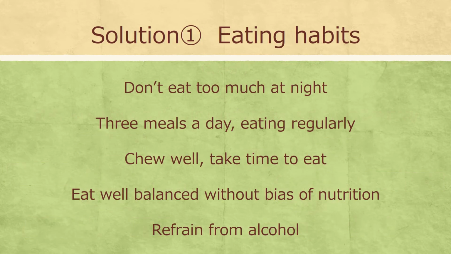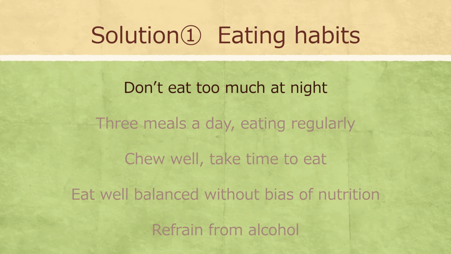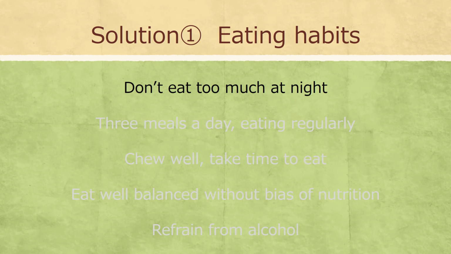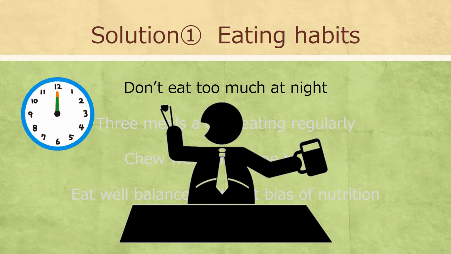Next, I will introduce 5 points to prevent or solve obesity as seen from eating habits. Don't eat too much at night. Our body will try to store energy in preparation for the next day's activities at midnight. Therefore, late night meals make it easy to gain weight.